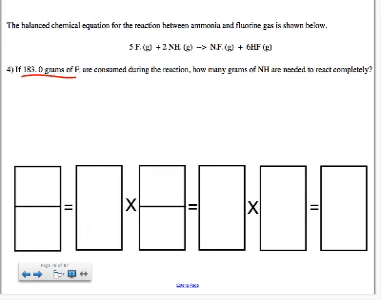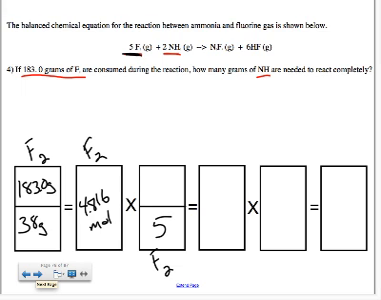Okay, 183 grams of fluorine. How many grams of, actually that's going to be NH3. All right, so our known is 183.0 grams of fluorine. A molar mass of 38. Okay, so then I'm going to do 183 divided by 38, and I get 4.816. That's moles. That's my known. It goes on the bottom. And I'm trying to find ammonia.